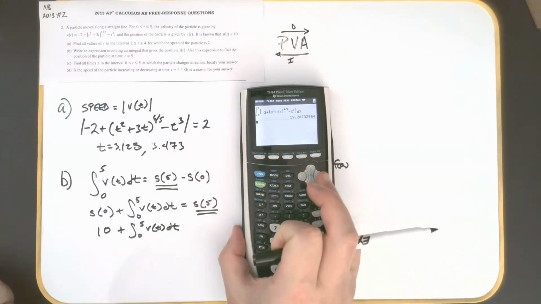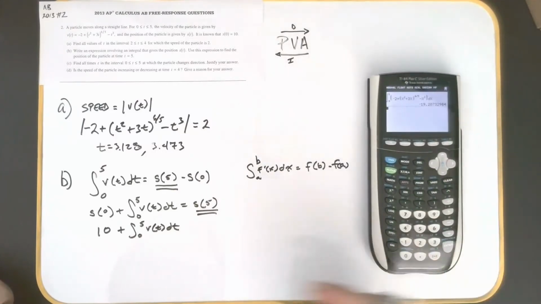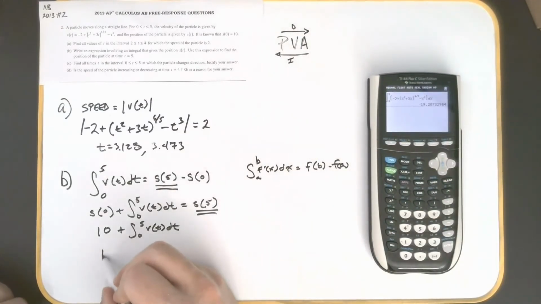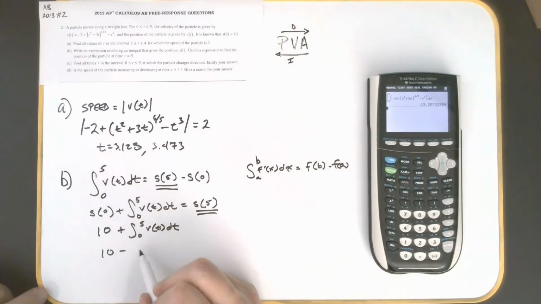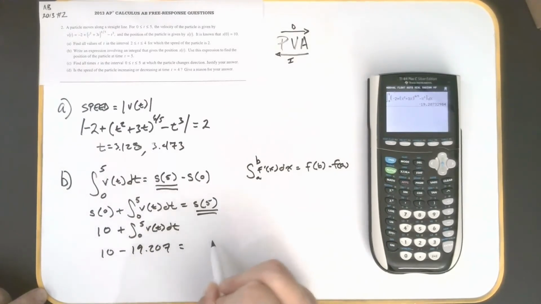We get negative 19.207 rounded. So this is 10 minus 19.207, which is going to equal negative 9.207. So that's going to be our position right here.